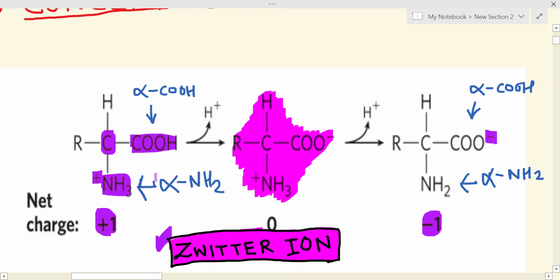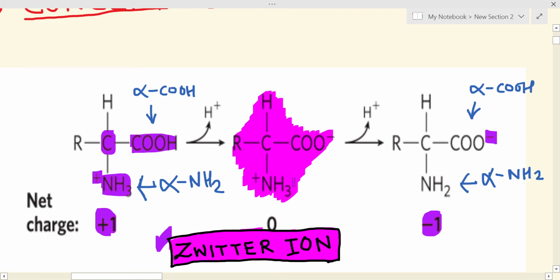And this amino group is having one positive charge over here, so the net charge of this compound is +1. Now, when this carboxylic acid releases one of its hydrogen ions, then this compound will become a zwitter ion having one negative charge and one positive charge. This negative charge is on the carboxylate ion and this positive charge is on the ammonium ion, giving a net zero charge, and this is known as the zwitter ion.